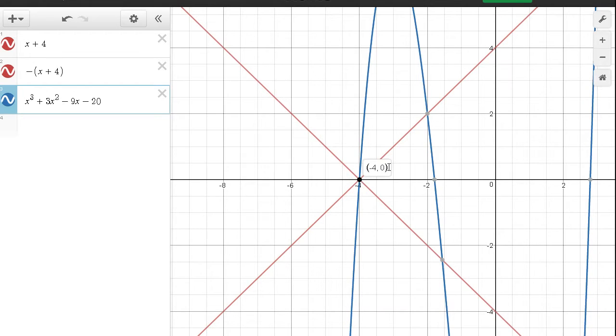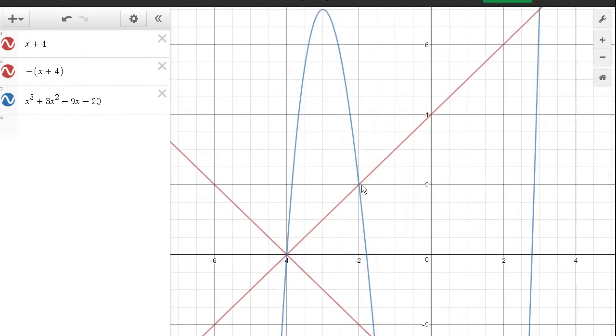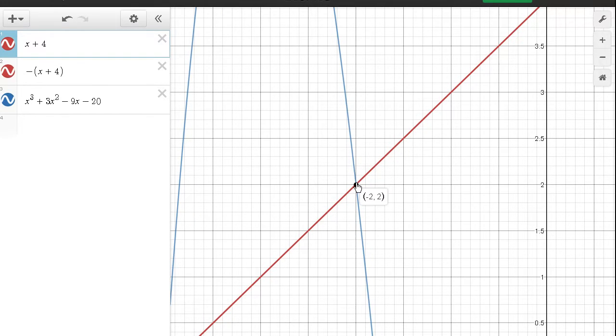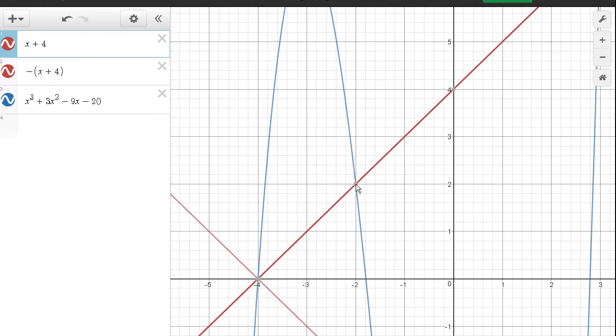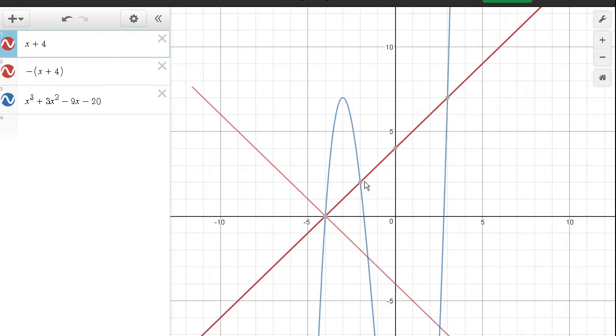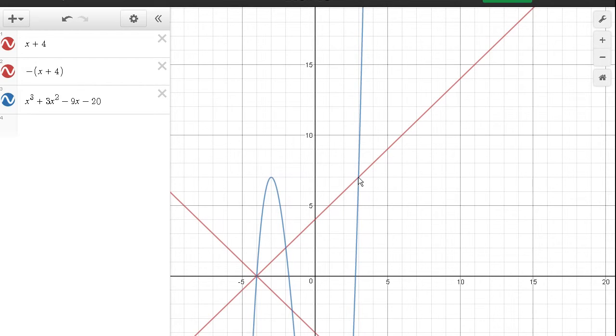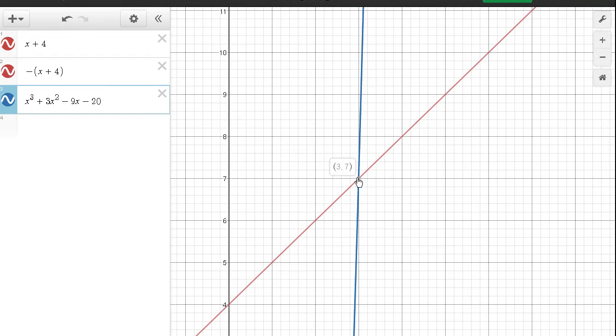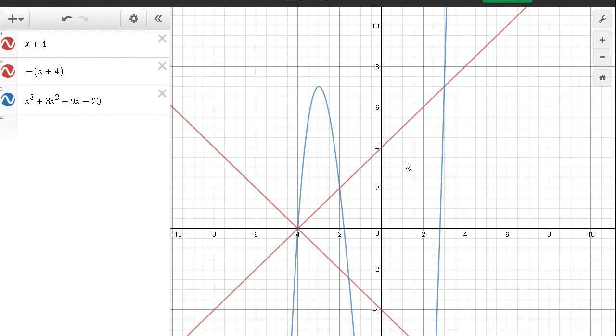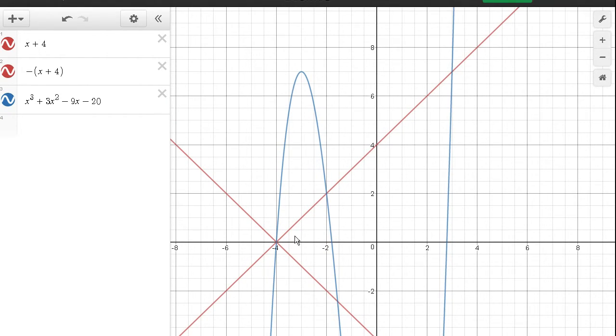Okay, how about some other solutions? Just follow the graph, and we find another intersection point, and there it is, negative 2, 2. So x equals negative 2 is another answer. Then we continue on, zoom out once again. There's another intersection point up here. Zoom in. What do we got? 3, 7. So x equals 3 is another intersection point. So those are our answers: x equals negative 4, x equals negative 2, and x equals 3.